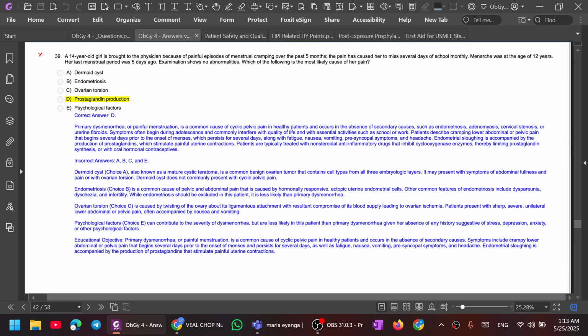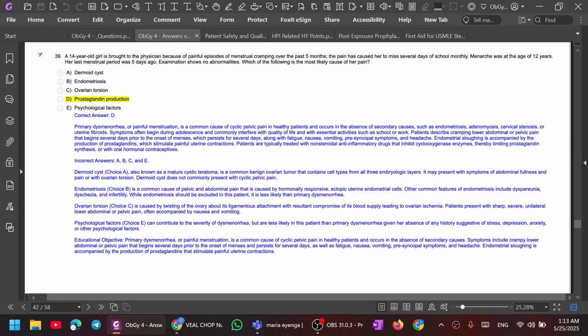cramping lower abdominal and pelvic pain that begins several days prior to the onset of menses, which persists for several days along with fatigue, nausea, vomiting, presyncopal symptoms, and headache. Endometrial sloughing is accompanied by the production of prostaglandins, which stimulates painful uterine contractions. Patients are typically treated with NSAIDs, a drug that inhibits COX enzyme, thereby limiting prostaglandin synthesis, and with oral OCPs.